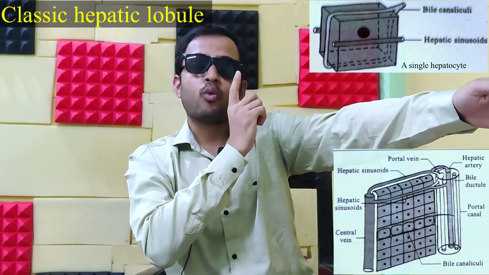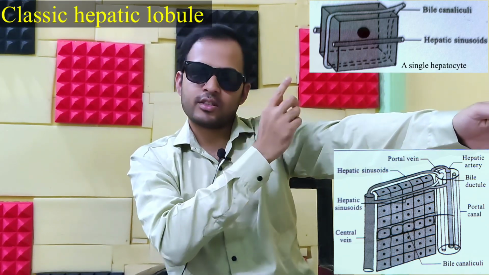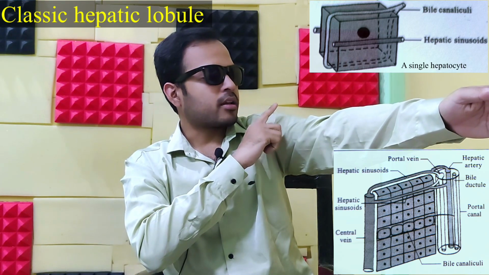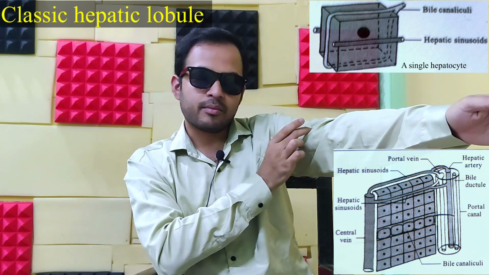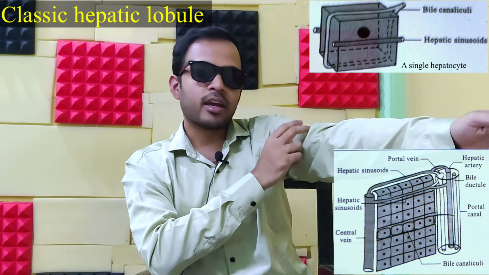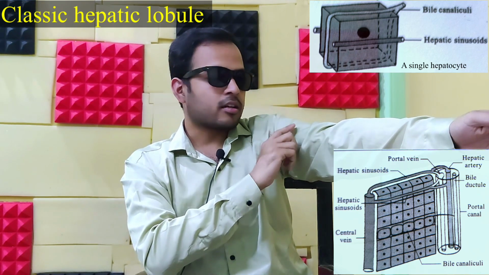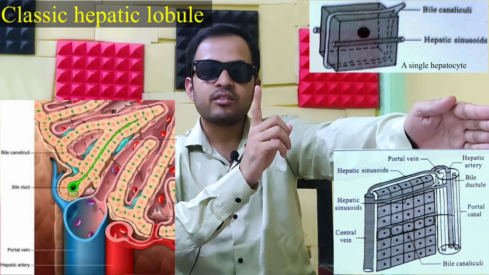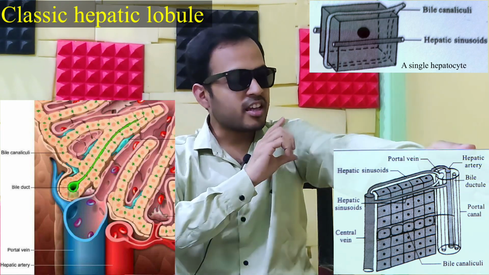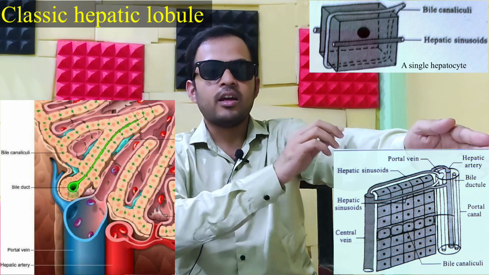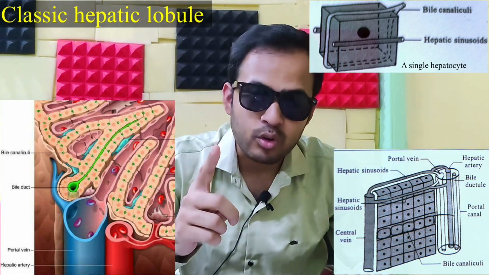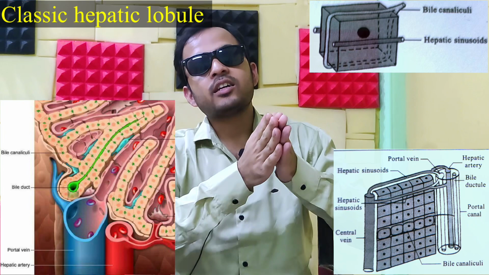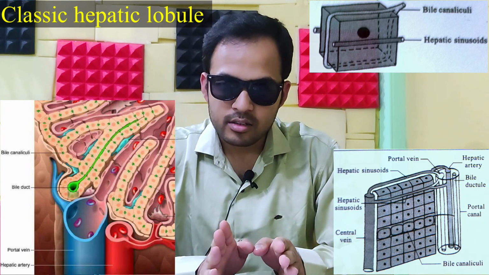From each hepatocyte, one bile canaliculus is arising, okay. Suppose here is one bile canaliculus and it is connecting with this adjacent hepatocyte. Again, its bile canaliculus is connecting with this. Basic calculation, 20 bile canaliculi are arising from 20 hepatocytes. Each bile canaliculus connects with the others and forms one bile ductule. This bile ductule enters into the bile duct, okay. So all these topics I talked about are part of the classic hepatic lobule.